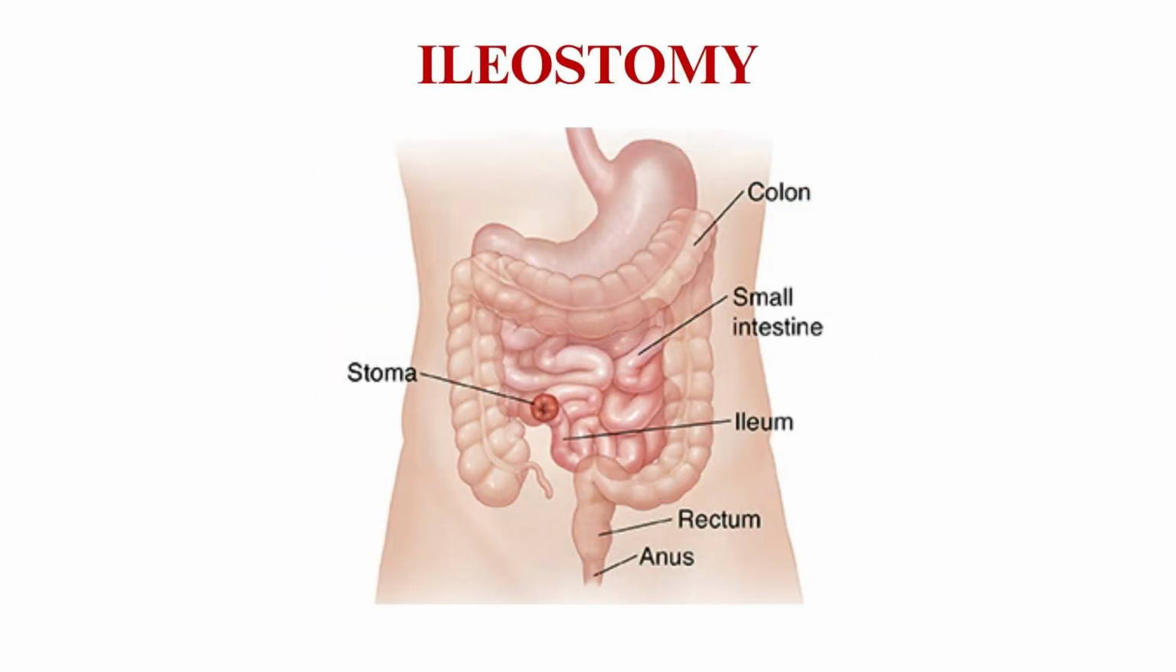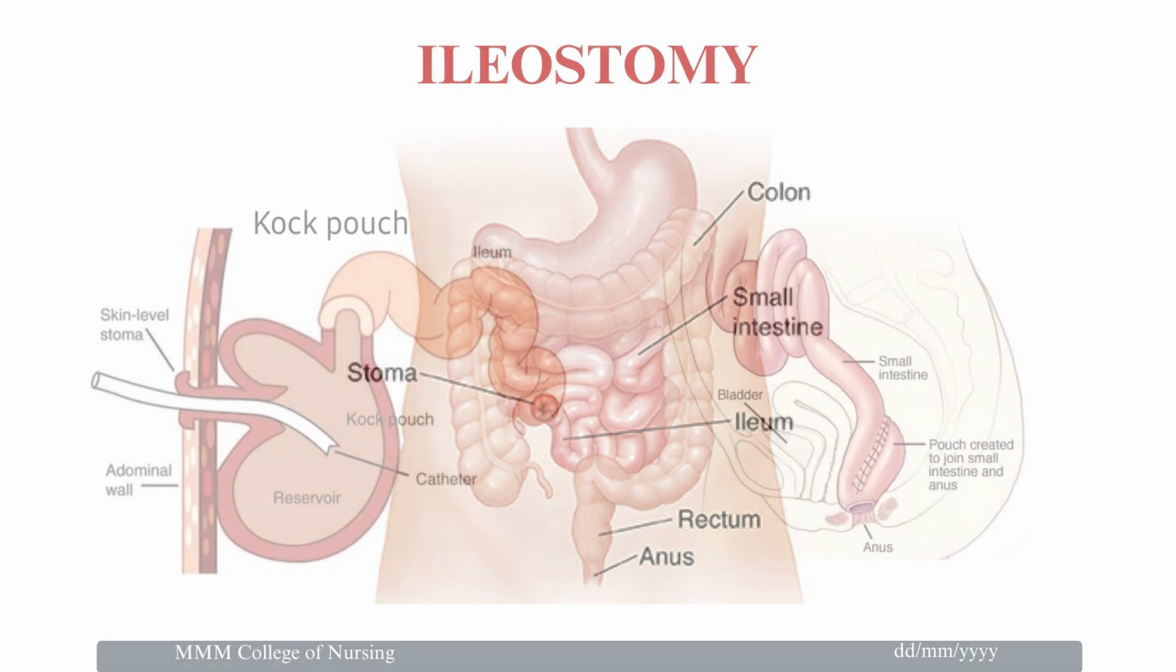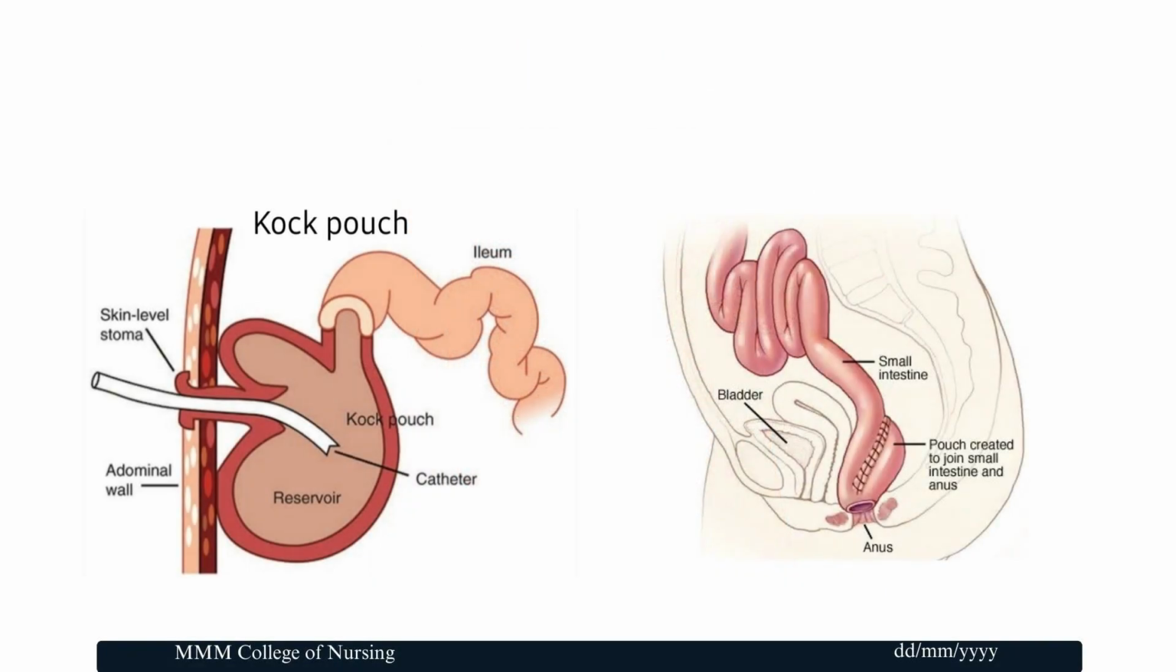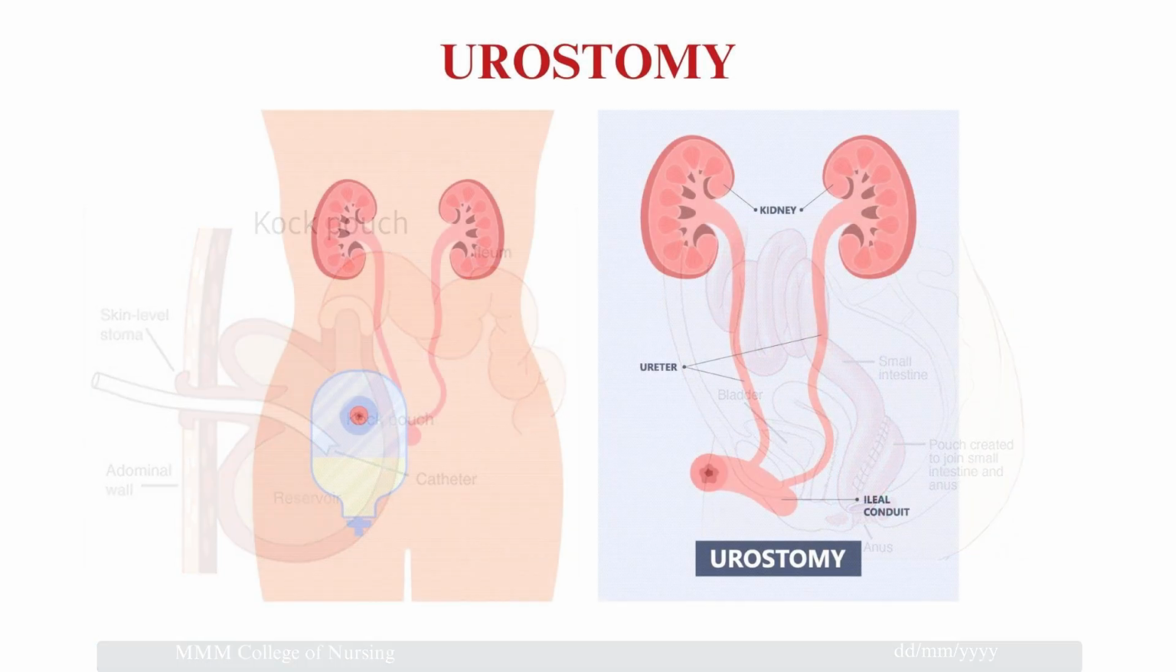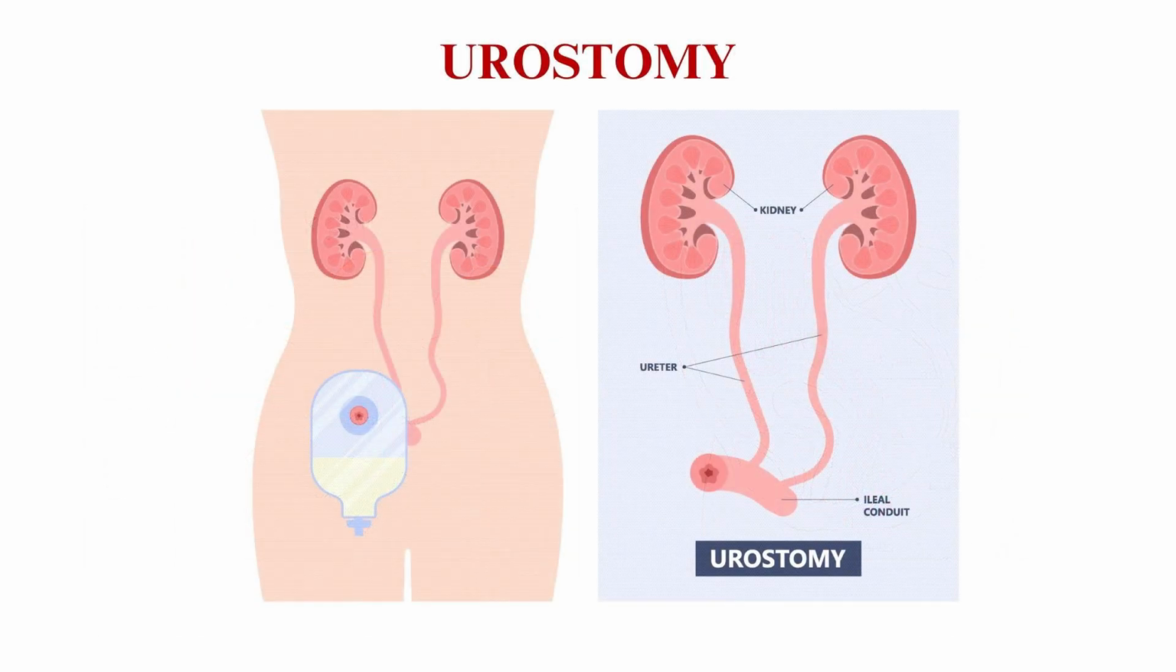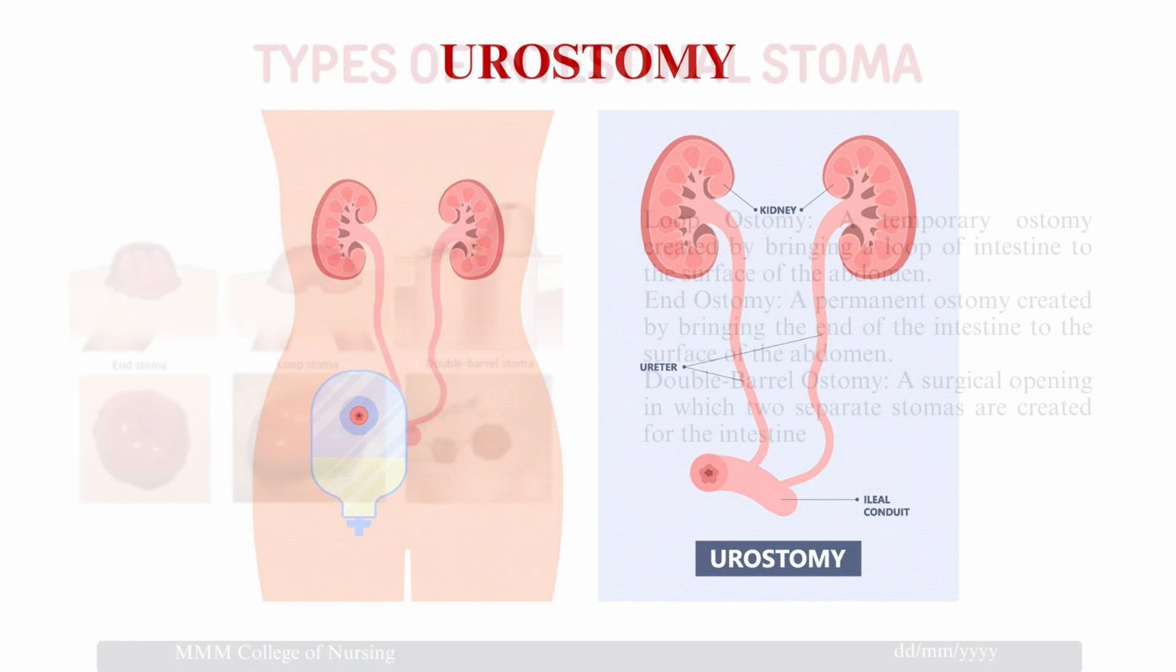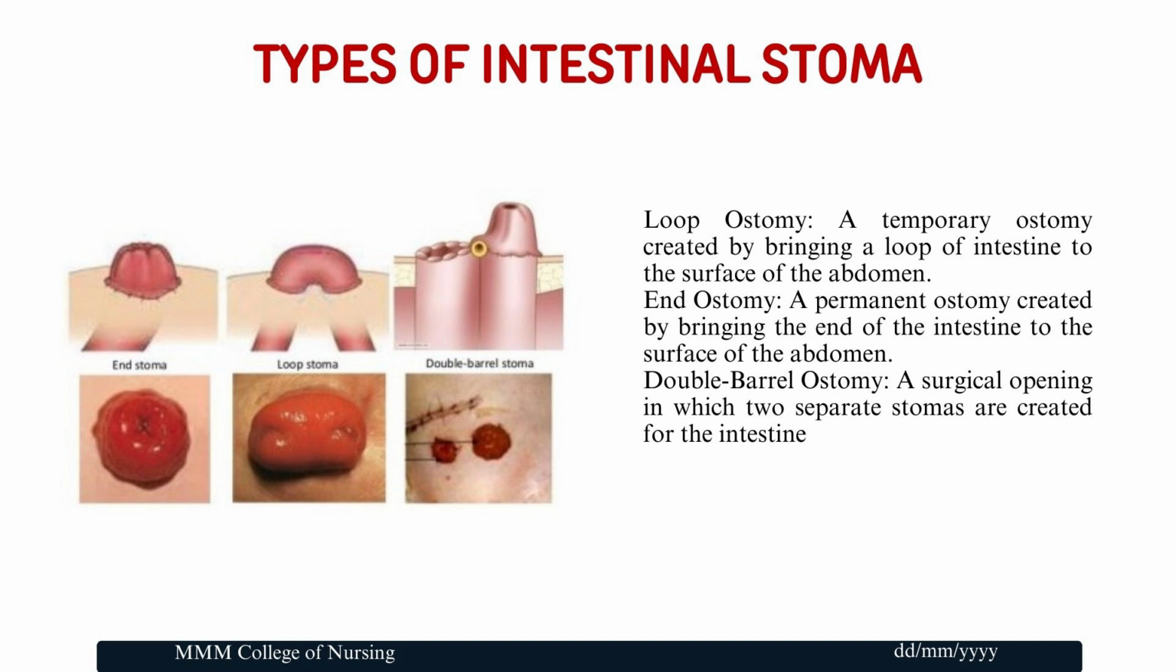Next one is an ileostomy. Here the surgical opening is in the small intestine to divert stool. In the ileostomy, another one is the Kock pouch. Kock pouch is a continent ileostomy, which is differentiated from the traditional ileostomy. Next one is a urostomy, a surgical opening to divert urine from the bladder. So this is according to the locations. These are the types: colostomy, ileostomy, urostomy, jejunostomy. And next, according to the type of intestinal stoma, there are three types.